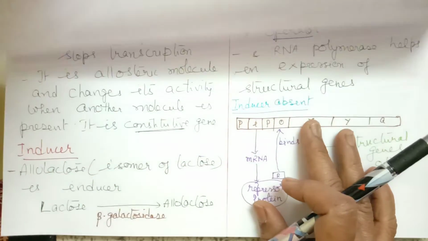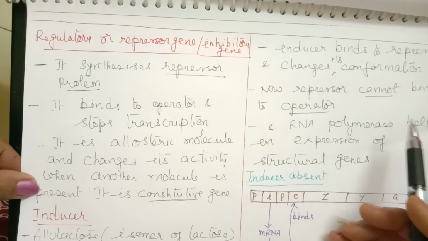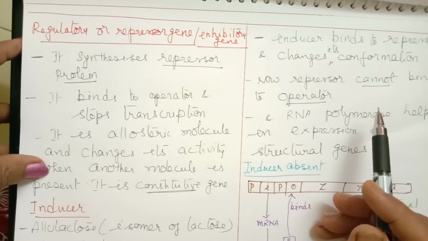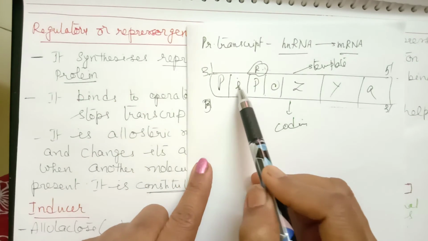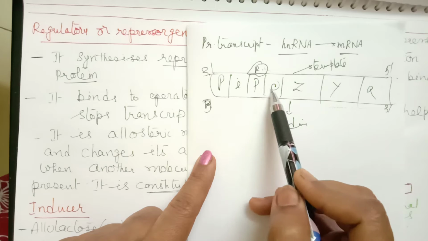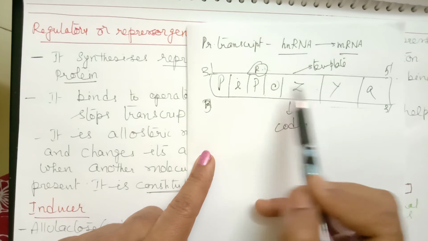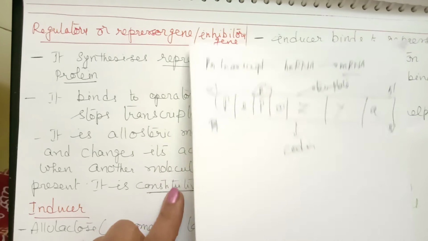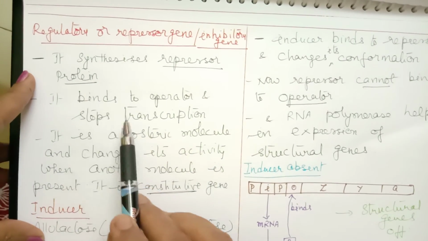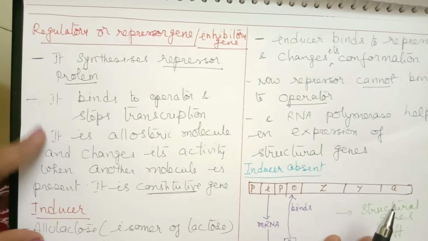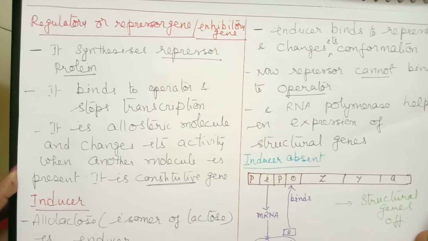Now, let us see the next one. Regulatory or repressor gene or inhibitory gene. So, its position, as we have just seen, how do we read the position of a regulatory gene? This is the inhibitor or regulatory gene. It is present upstream to the operator. Upstream to the operator or structural genes. And this inhibitory gene or regulatory gene will synthesize repressor protein that binds to operator and stops transcription. When repressor protein binds to operator, then it will stop the process of transcription.